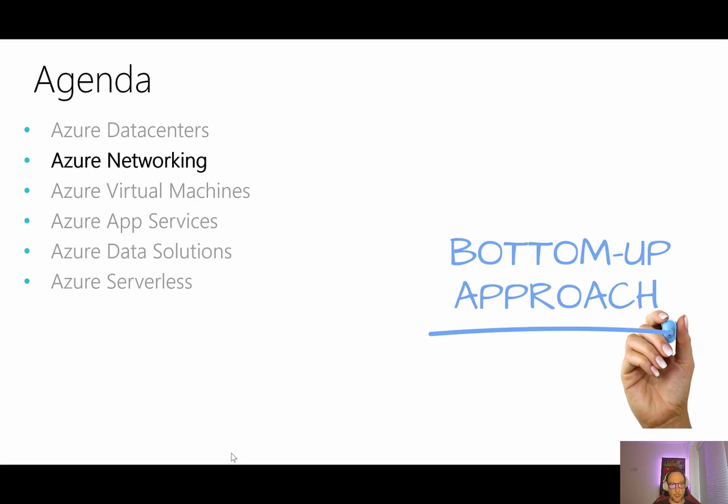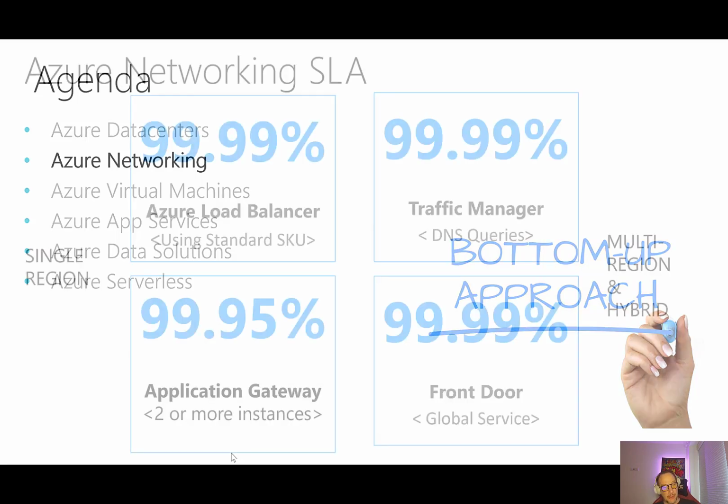Next level, Azure networking. You're in control of your network layer. We give you networking services, but you need to decide on the high availability you need for the service, like business requirements, and based on that, map it out.